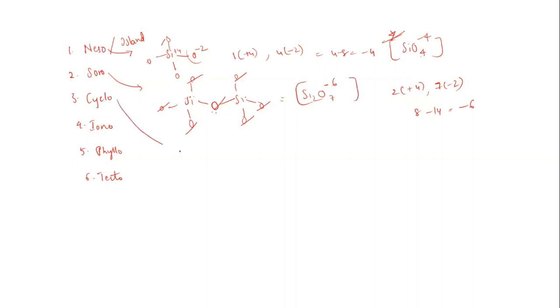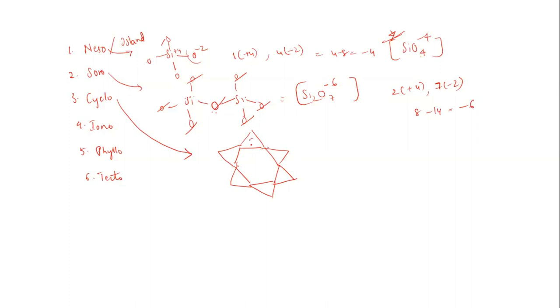Next one is cyclosilicates. Cyclo means they are arranged in a ring-like structure. So how we can see cyclosilicates is, just look at the diagram I am writing now. Cyclosilicates, 4, 5 and 6.